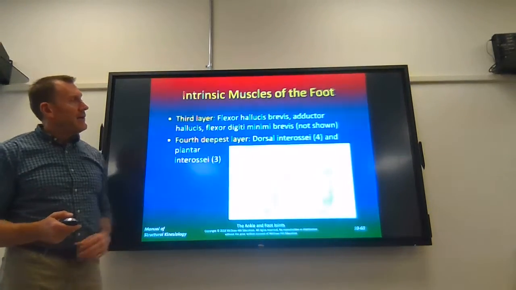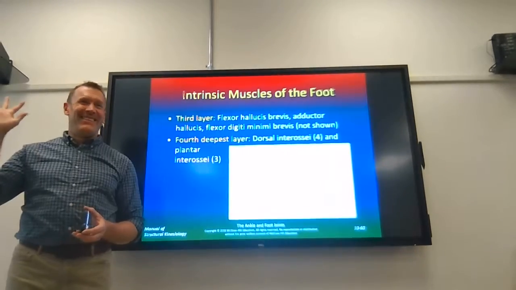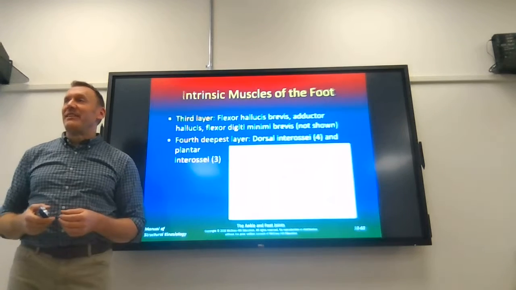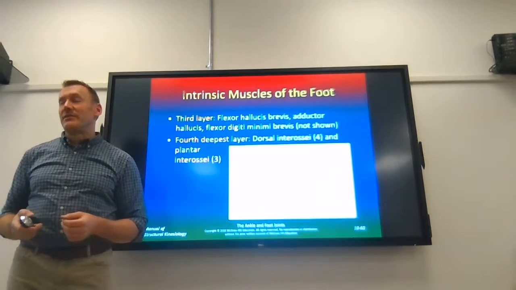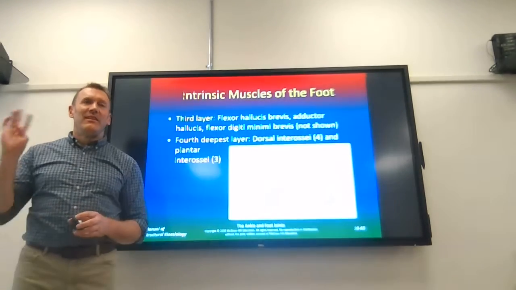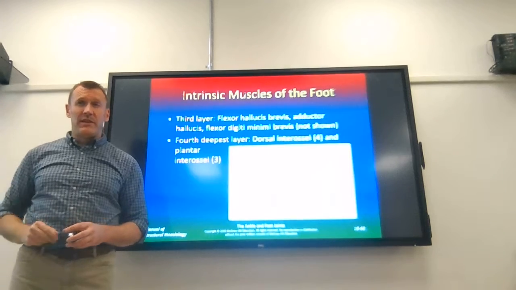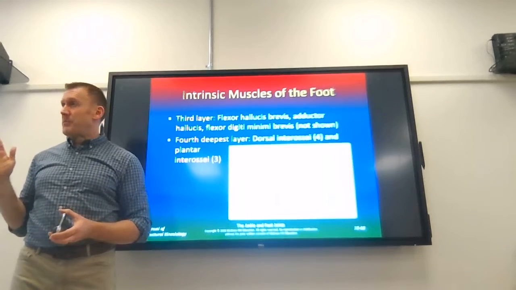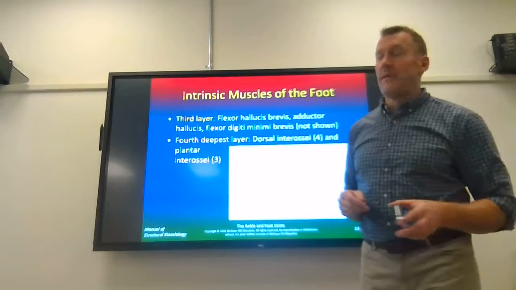Dorsal interossei, there's 4. How many do we have for the hand? We have 4, right, for the hand. And then the plantar interossei, how many was there for the hand? There was 3, so it's very, very similar. The dorsal interossei would be involved with spreading the toes out at the metatarsophalangeal joints. Plantar interossei would pull the toes back together at the metatarsophalangeal joints.